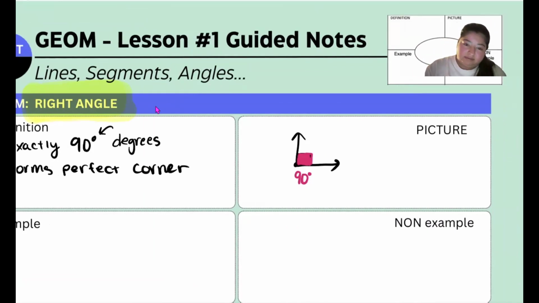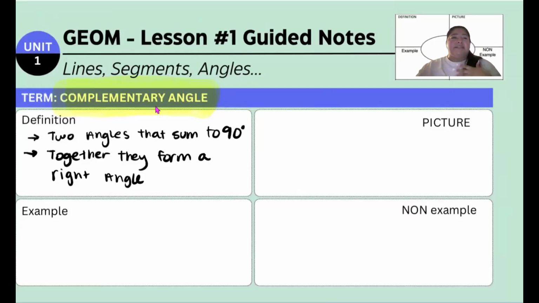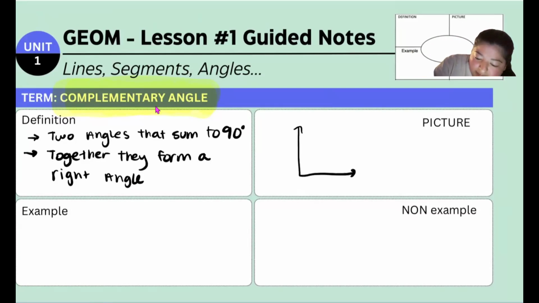Now, a different type of angle, we're moving on to complementary angles. Now, complementary is when we have two different angles that add up to 90 degrees. So let's say I have this angle here, this angle, two peace signs. And when you put them together, if they formed 90 degrees, they'd be complementary. So let's try and draw that out. I'm going to show you guys what that looks like.